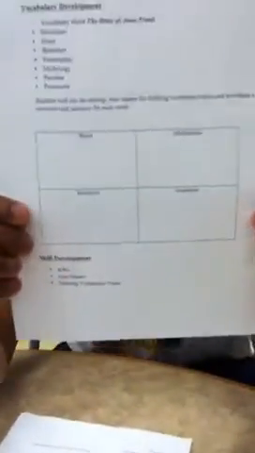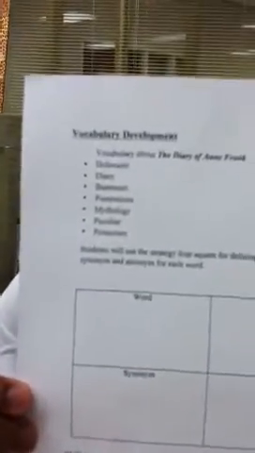All right, for our vocabulary development, we'll be using the 4-square chart, which is this chart right here. All right, our vocabulary words are Holocaust, diary, basement, possessions, mythology, peculiar, and protectors. In the 4-square chart, you're supposed to put the word in one box, the definition in the next box, the synonym in the box below the word box, and the antonym in the box below the definition box.